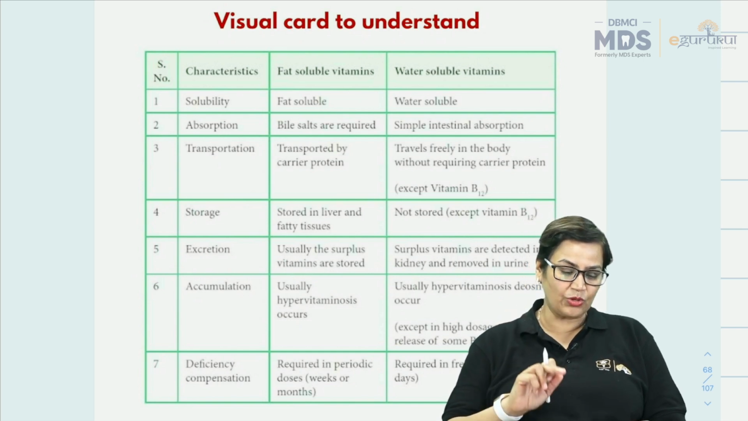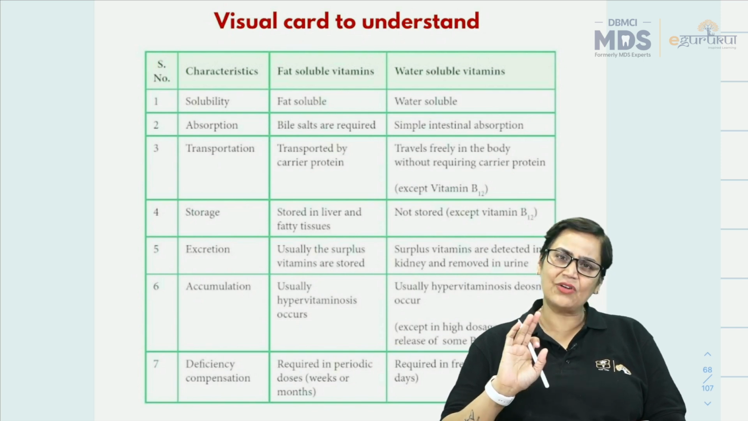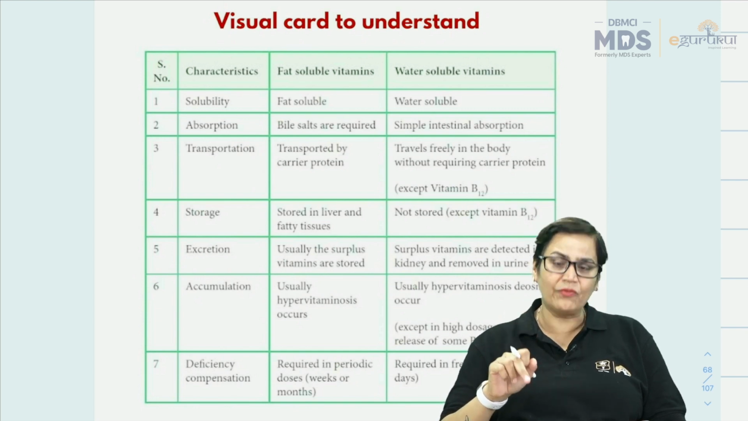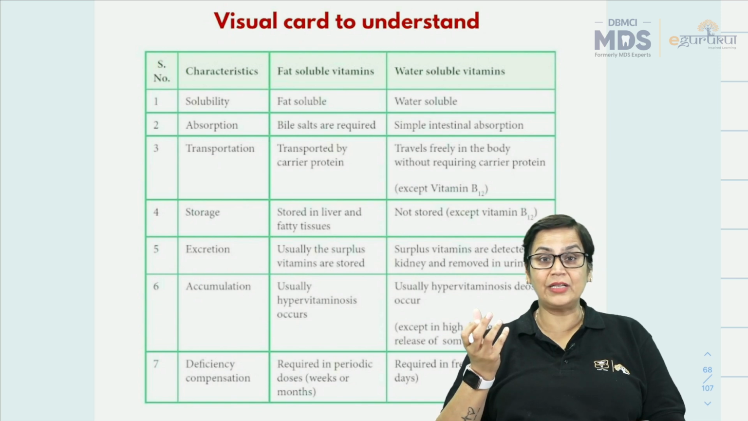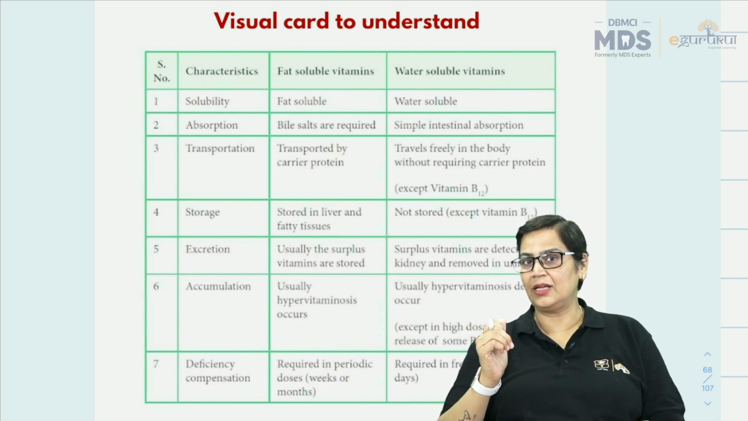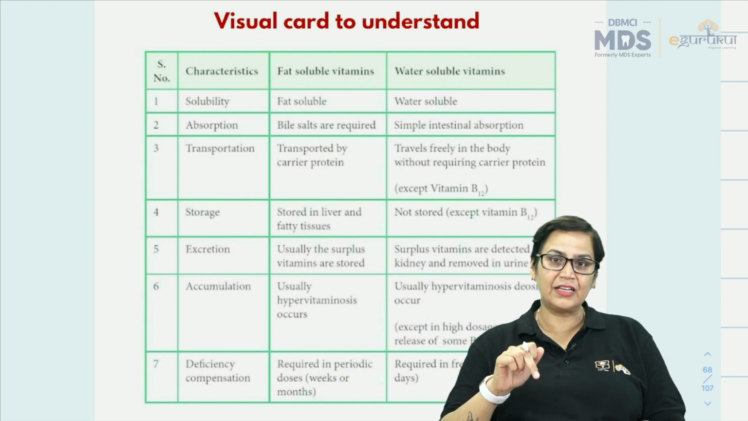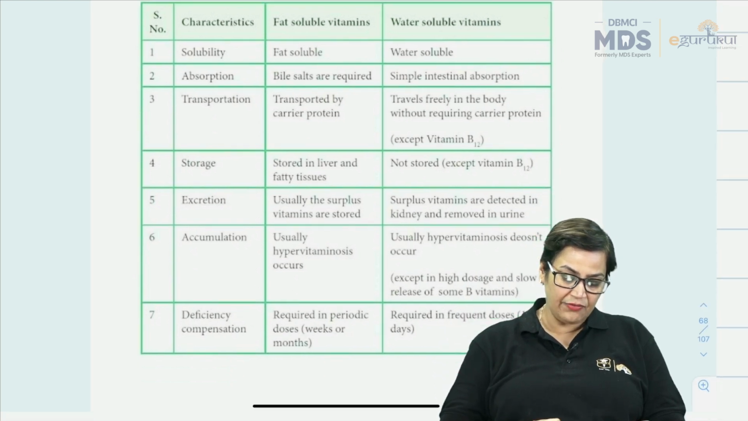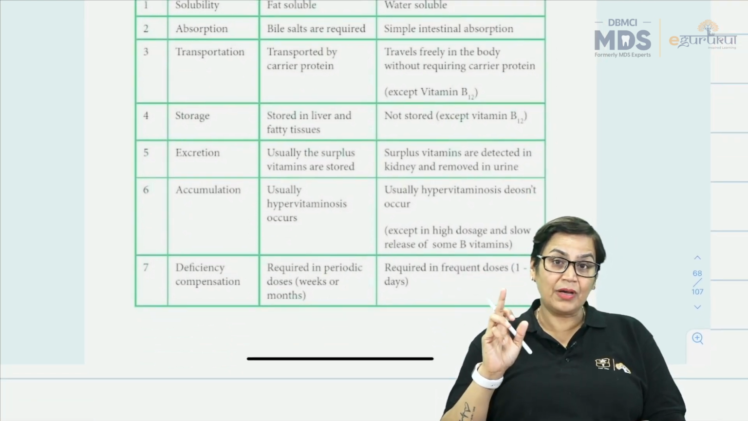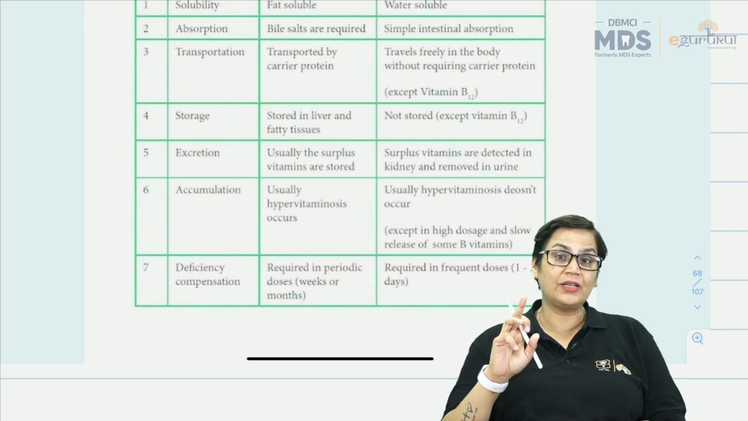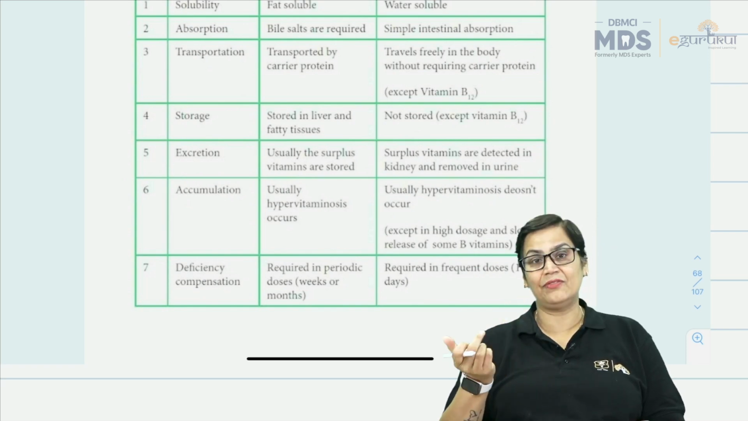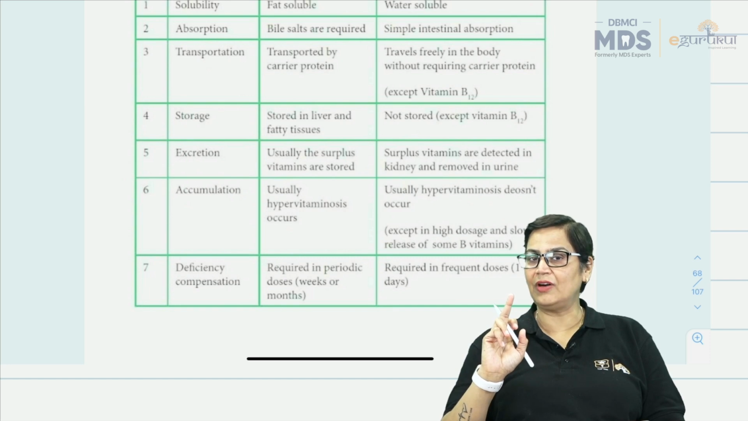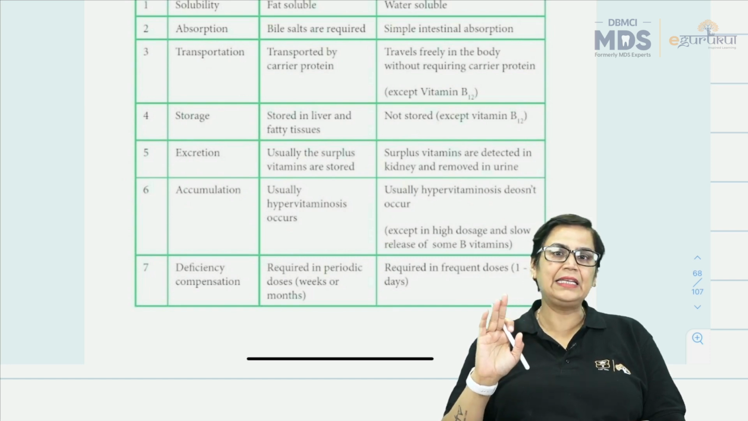So the difference is that fat-soluble vitamins are transported by a carrier protein, whereas water-soluble vitamins travel freely in the body without requiring a carrier protein, except obviously vitamin B12, because I told you vitamin B12 is also stored in the body, right? An intrinsic factor is required for its absorption and transportation. Then if we look at the storage, always remember, that is what I told you, fat-soluble vitamins are stored in the liver and the fatty tissues. And if we talk about water-soluble, only B12 is the one which is stored, the rest are excreted in urine.